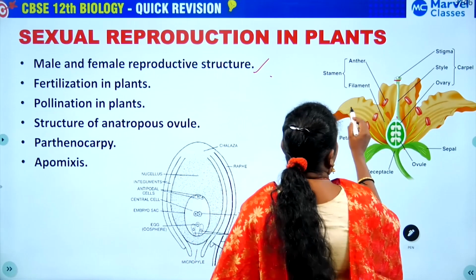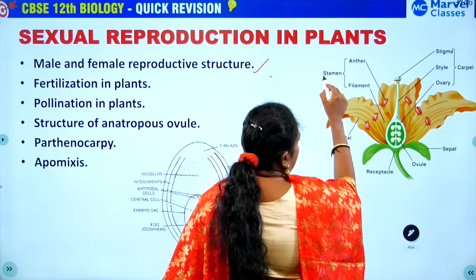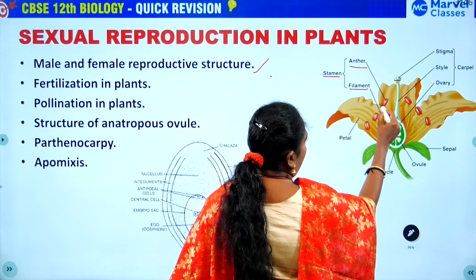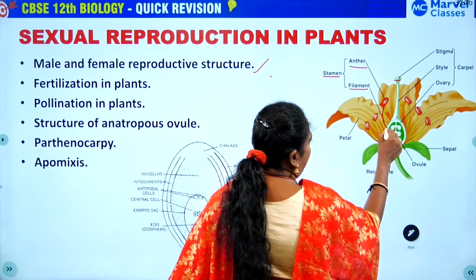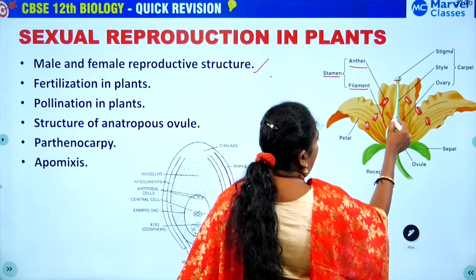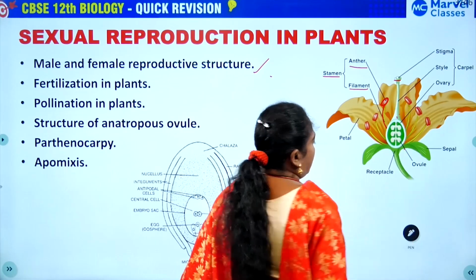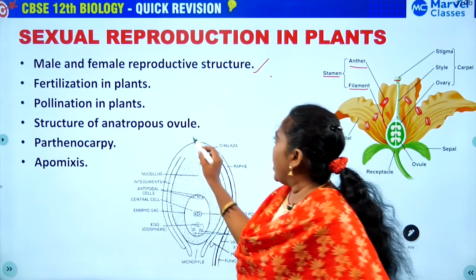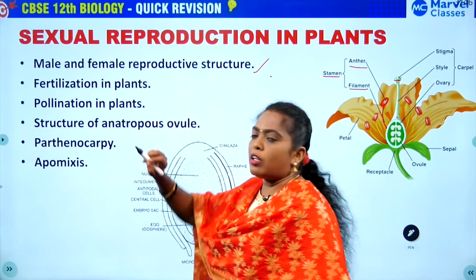And apart from that, these are the stamen. The stamen comprises anther and filament. So you can see the anther here and the filament here. So stigma, style, ovary here. Like that you have to mark the parts also. Fine. So male and female reproductive structure.